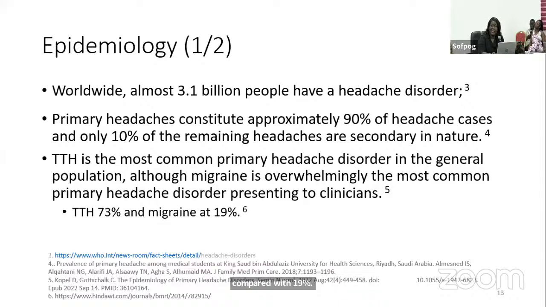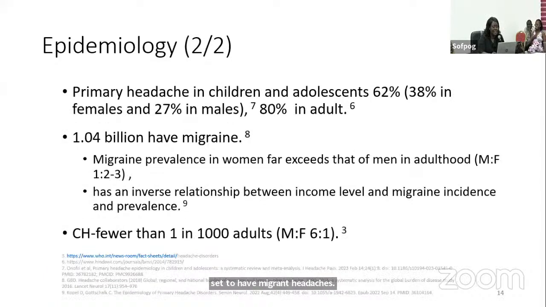Primary headache also occurs in children and adolescents with a prevalence of 62%. Worldwide, about 1.04 billion are said to have migraine headaches, and it is more prevalent in women. There's also an inverse relationship between income level and migraine incidence, with having more money decreasing your prevalence and incidence of having migraine headaches. For cluster headaches, the prevalence is low. We have 1 in 1,000 adults having cluster headaches.